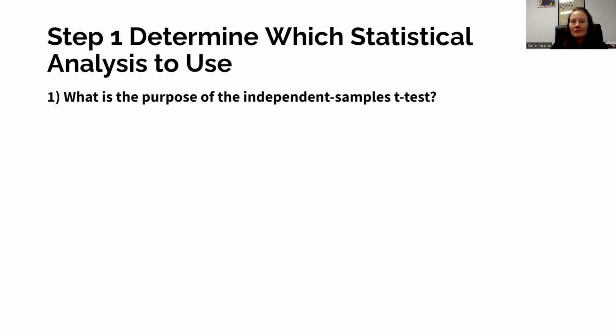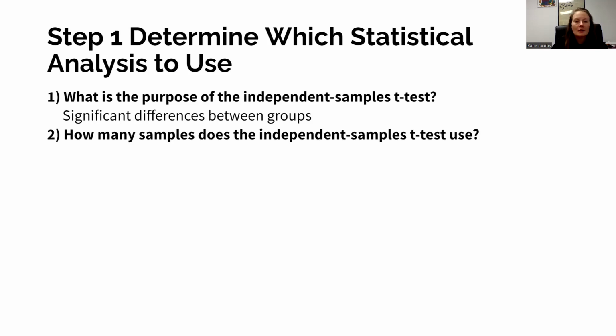So we remember from the last couple units that there are certain questions that we ask to determine what statistical analysis we're going to use. One of those is, what's the purpose? So this week we're learning the independent samples t-test. So what's the purpose of this analysis? It's to find significant differences between groups. Another question that we ask is, how many samples does it test? And the independent samples t-test is going to test the difference between two samples.